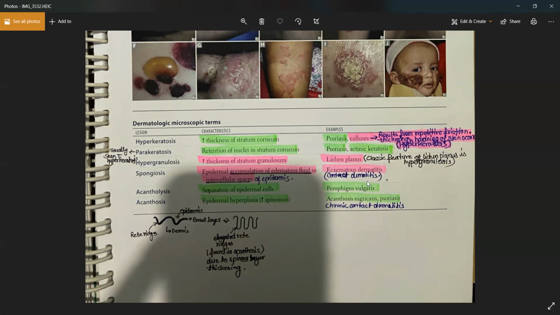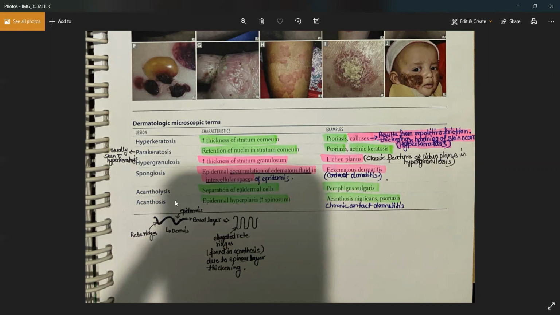Then you have the hypergranulosis, in which you have a thickening of the stratum granulosum. This hypergranulosis is a very specific, classical feature for lichen planus, very important. Then you have the spongiosis, which is a fluid accumulation in the intercellular spaces of the epidermis. This condition is generally seen in contact dermatitis. Very important.